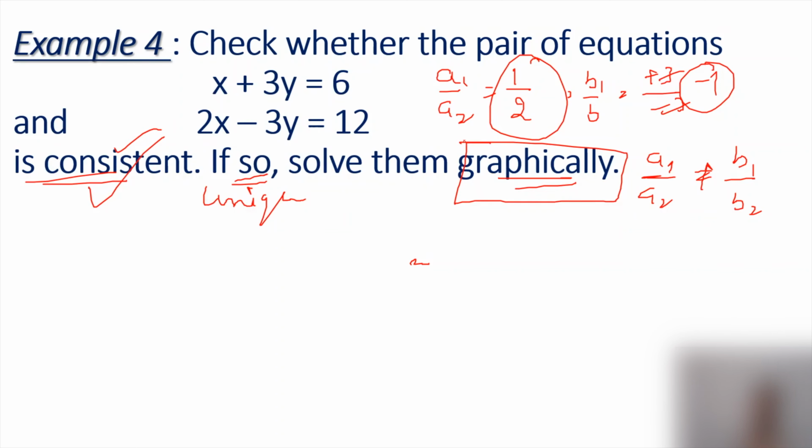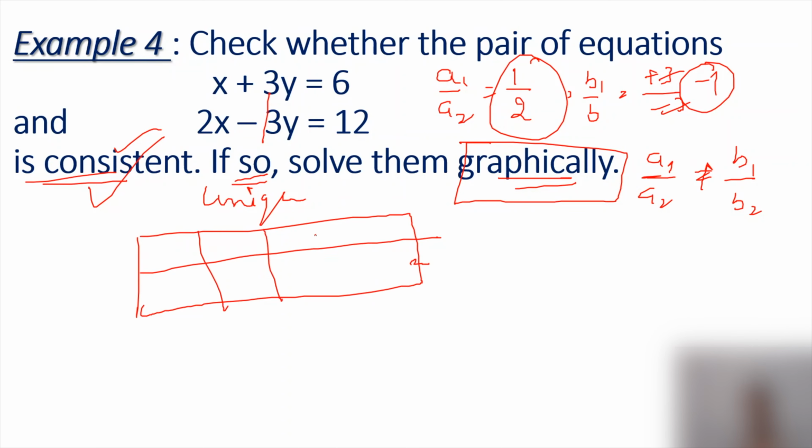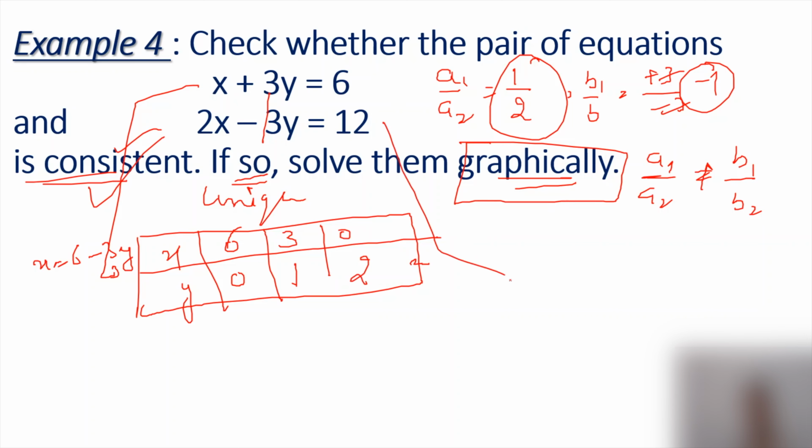Similarly, we can draw the graph. You have to plot it. First you have to draw a table, collect the values, so you will be finding the solutions. Let us take the very first equation, x is equal to 6 minus 3y. Put the value of y is equal to 0, we will get the value of x as 6. Put y is equal to 1, we will get x is equal to 3. y is equal to 2, we will get x is equal to 0. Similarly, you can find the points for the second equation, x and y.